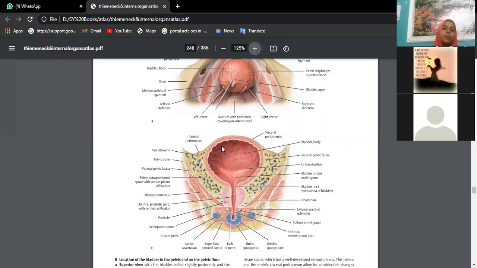Embryologically also, if you remember, they have two separate origins. The whole of the urinary bladder is developed from the cloaca, which is part of the endoderm, whereas the mesonephric ducts get absorbed inside and form this trigone area, which is actually derived from mesoderm. Okay, this is the male urinary bladder. That's why we are seeing the prostate, and the continuation is the prostatic urethra, which is now entering into the urogenital diaphragm.